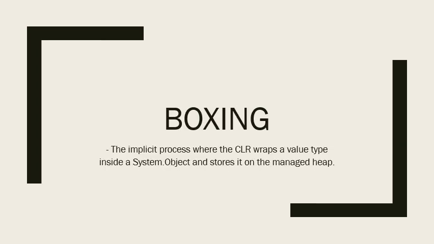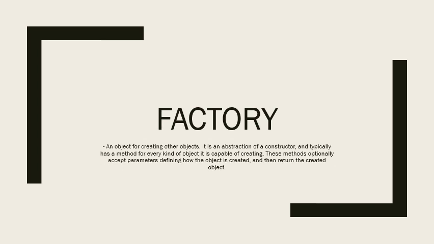Boxing, the implicit process where the CLR wraps a value type inside a system object and stores it on the managed heap. Factory, an object for creating other objects. It is an abstraction of a constructor and typically has a method for every kind of object it is capable of creating. These methods optionally accept parameters defining how the object is created and then return the created object.